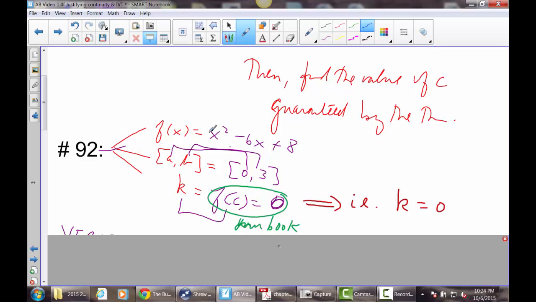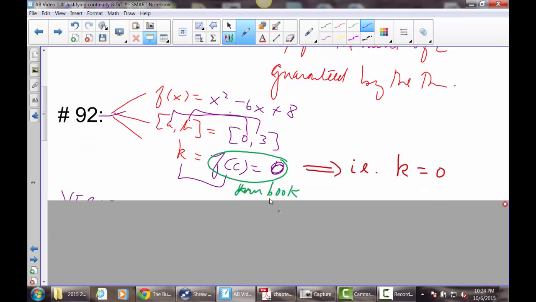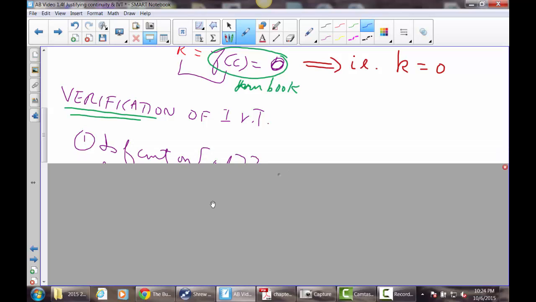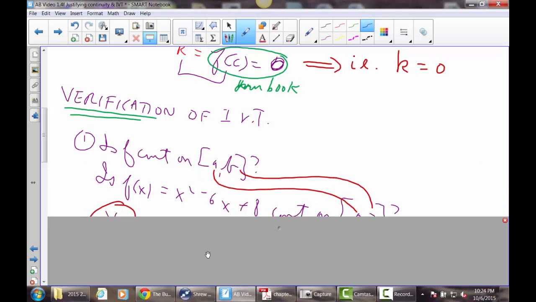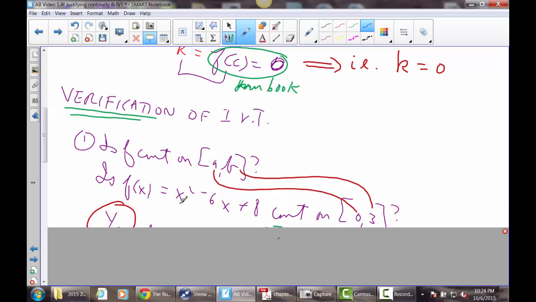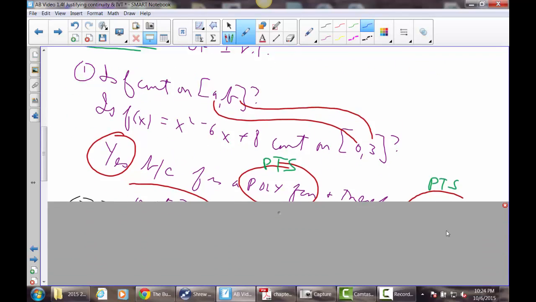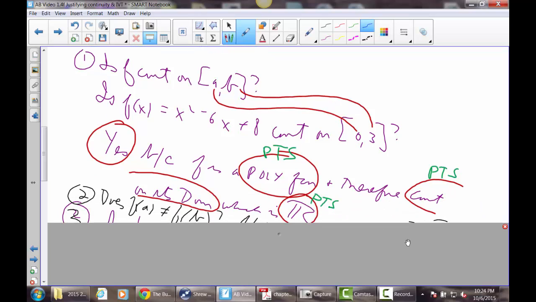Okay, so number 92, here's your function. Here's your closed interval. A is 0, B is 3. And the book is actually saying f of c equals 0. The AP and I will just say k equals 0. Okay, so here's the verification process. First, is the function continuous on the closed interval that they gave you? Is this function continuous on this interval? The answer is yes, and you have to tell me why. You have to tell me because this is a polynomial function, which is continuous on its domain, which is all real numbers.